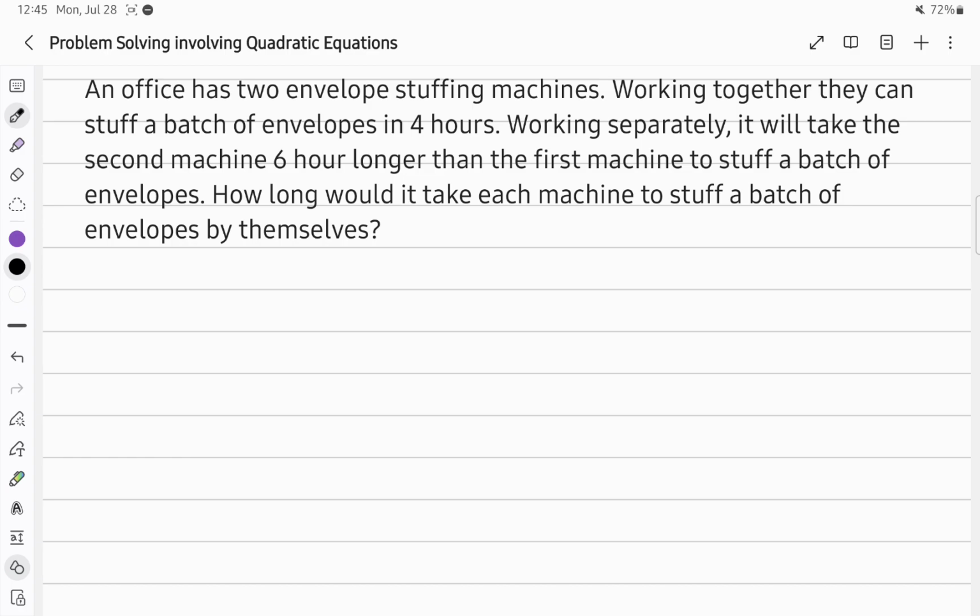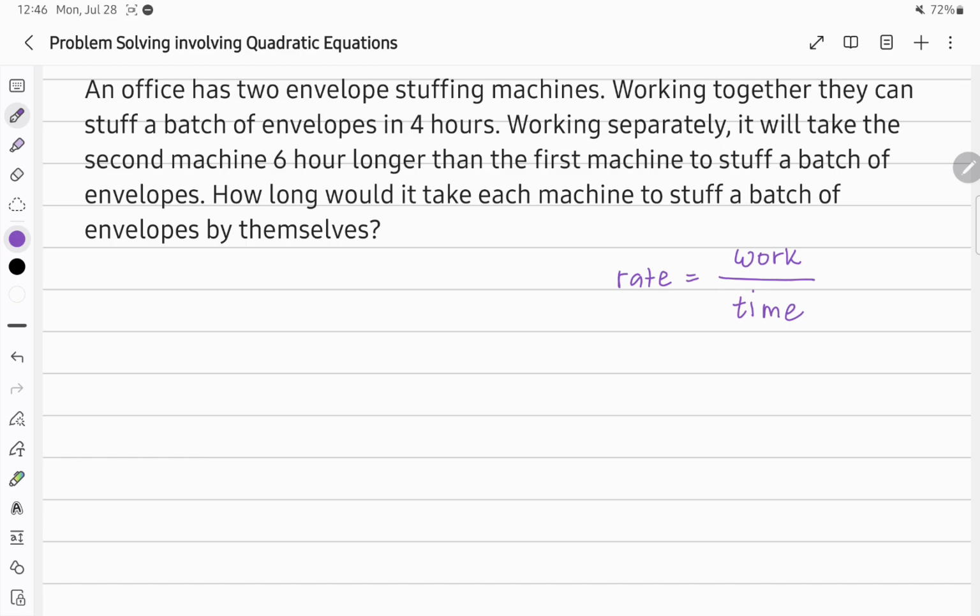So, if you'll notice, this is a work-related problem. So, recall lang natin yung formula ng work kapag tayo ay nagdi-deal ng ganitong question. Kung naalala niyo po, these are lessons po nung kayo ay nasa grade 7 or grade 8. So, simple lang naman yung formula ng work. That is, rate of work is equal to number of work done over time.